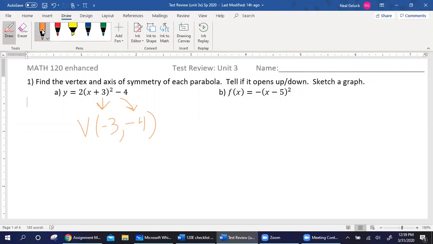The axis of symmetry is very simple. Remember, it's a vertical line, so that's going to be of the form x equals a number, and it's just going through the x coordinate of the vertex, so it's x equals negative 3. Remember that the axis of symmetry is x equals that, not just the number negative 3.